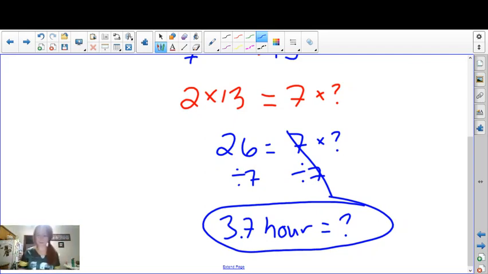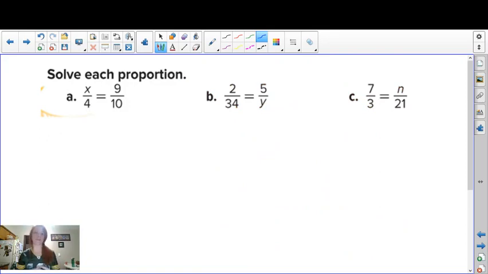All right. Now we're going to do the same thing, but instead of a question mark, I have a handy dandy letter. Letters are fun. I still cross multiply. So I'm going to take 10 times x. And just like when I had my 7 times my question mark, it still stayed 7 times question mark. This is going to still stay 10 times x. I'm trying to write it in a straight line. And then I take 4 times 9, which is 36.